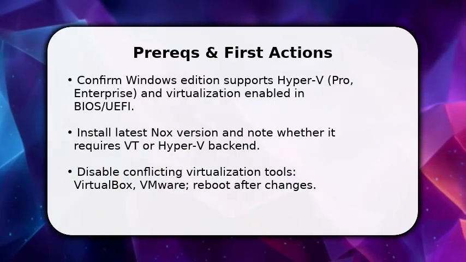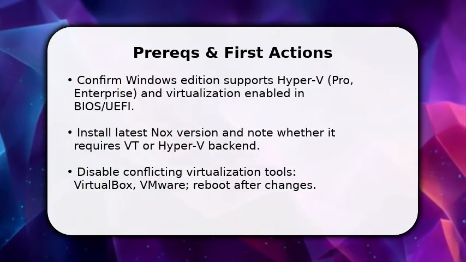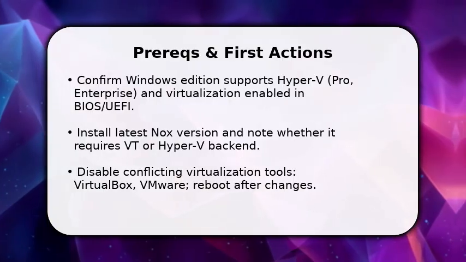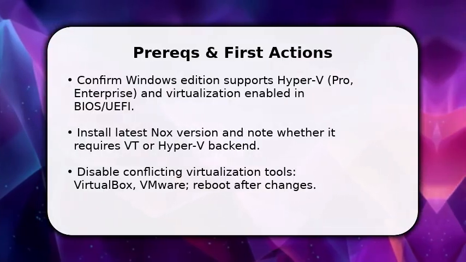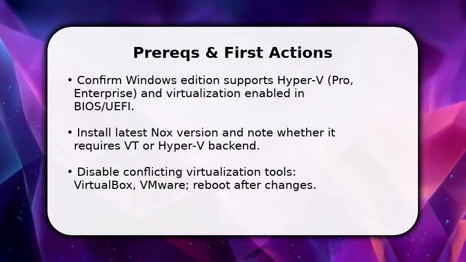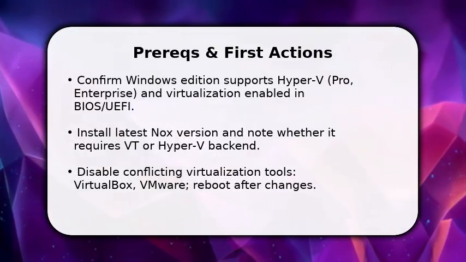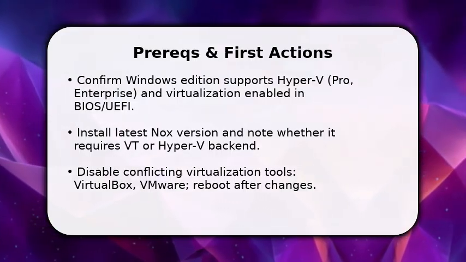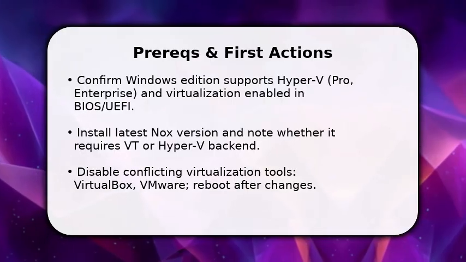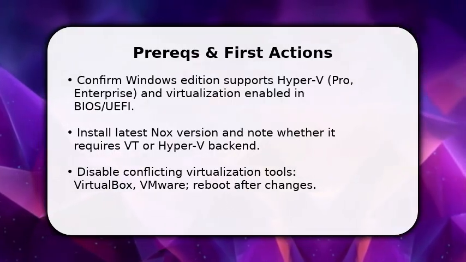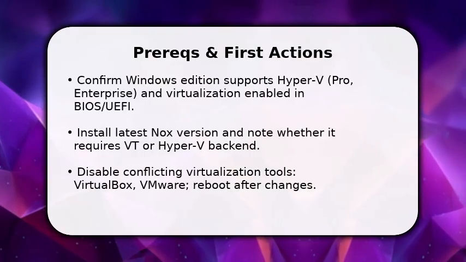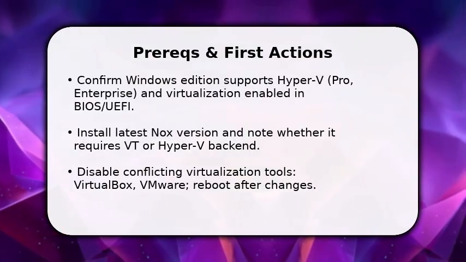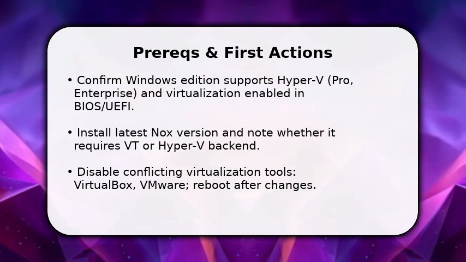You start by confirming prerequisites. Make sure your Windows edition supports Hyper-V and that CPU virtualization is enabled in BIOS. Once done, install or update Nox to the latest build so you have current compatibility fixes. Next, disable other hypervisors like VirtualBox or VMware because they conflict with Hyper-V. You want a single active backend. Reboot after toggling BIOS or uninstalling software to ensure Hyper-V can initialize cleanly before proceeding to configuration steps.